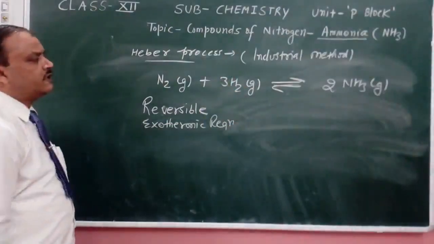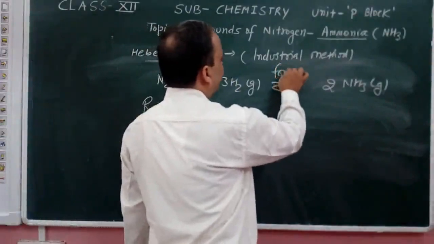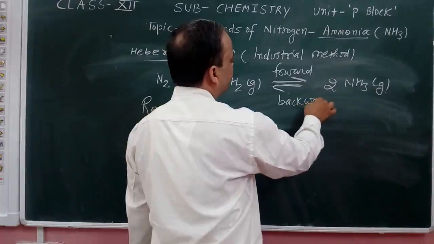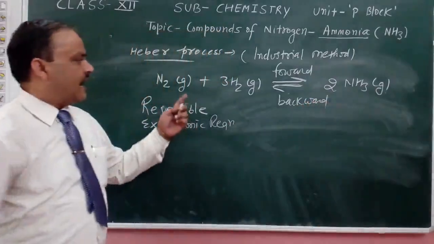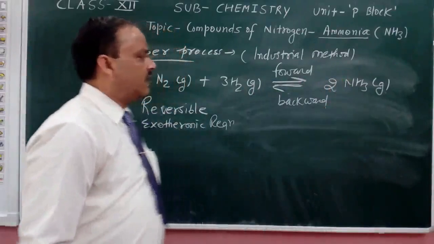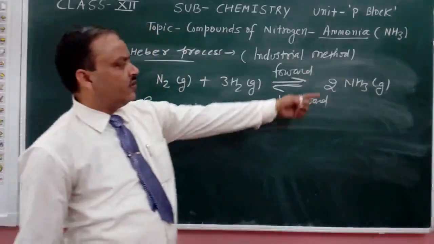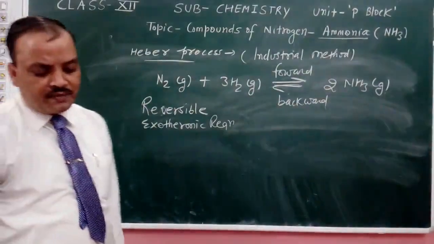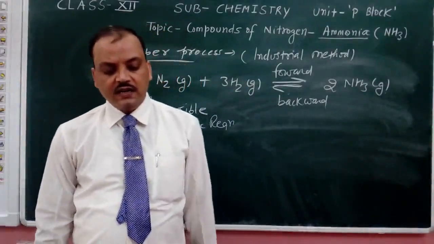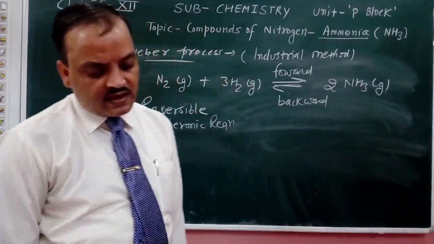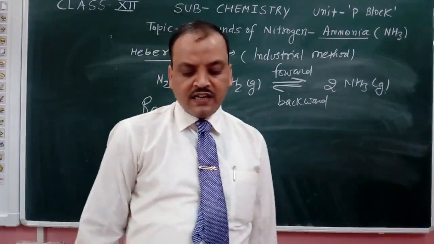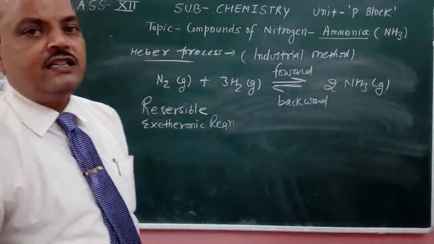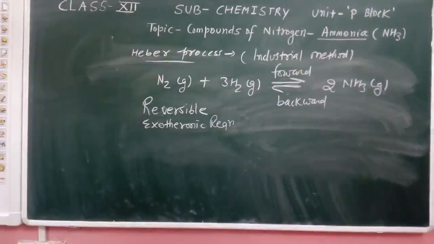Reversible reaction है, दोनों डायरेक्शन में होती है. This direction is known as the forward reaction, and this direction is known as the backward reaction. When hydrogen and nitrogen convert into ammonia, that is forward, and when ammonia gets decomposed into nitrogen and hydrogen, that is known as the backward reaction. So that is a reversible reaction. We have some conditions according to Le Chatelier's principle that are required in the Haber process.